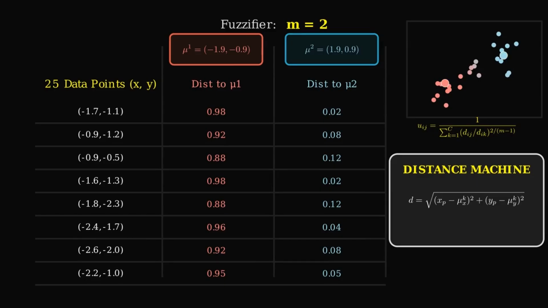The iteration stops when the change in centroid positions falls below a threshold, epsilon. The final result is a fuzzy membership table and stabilized centroids, allowing any new point to be classified based on its distance to these centers.